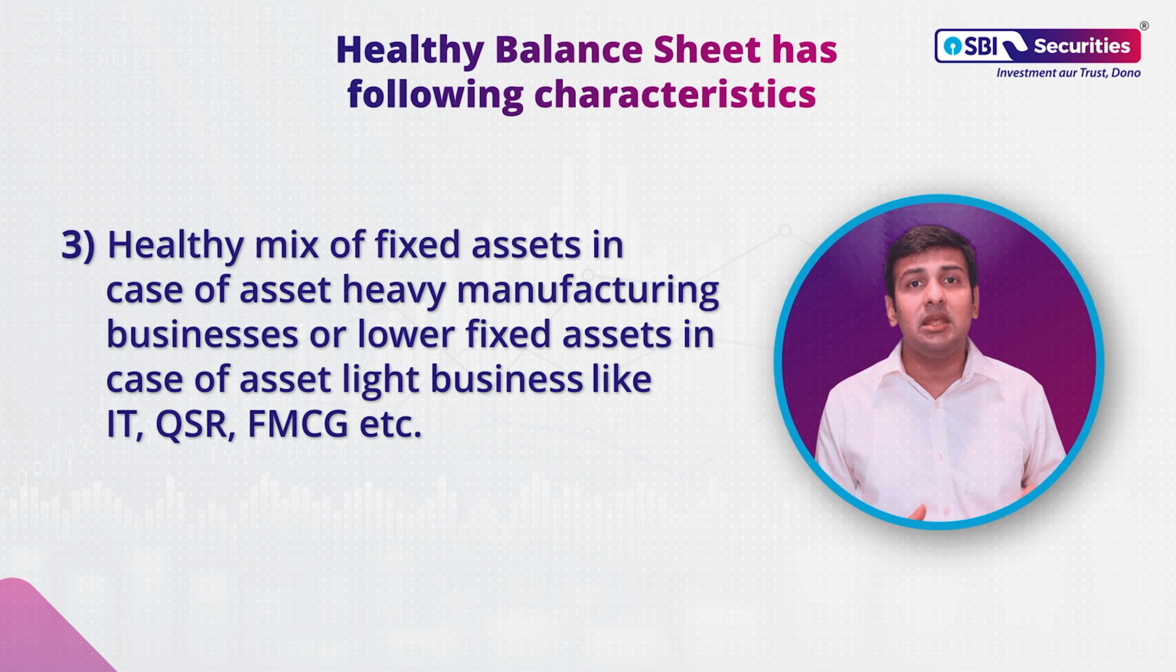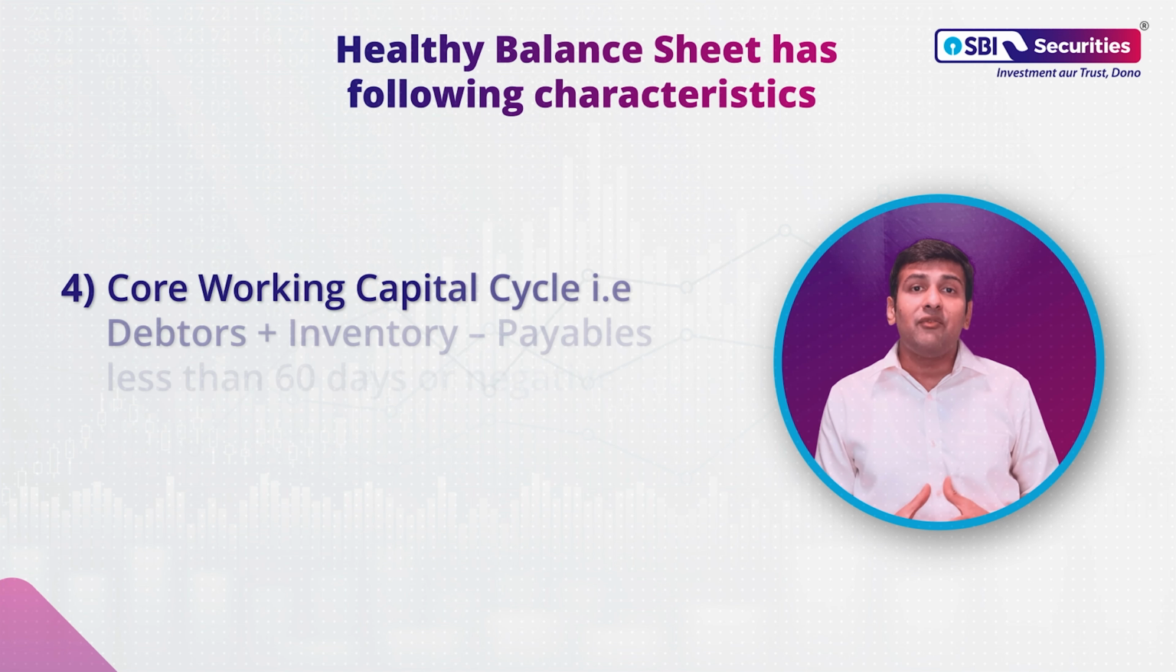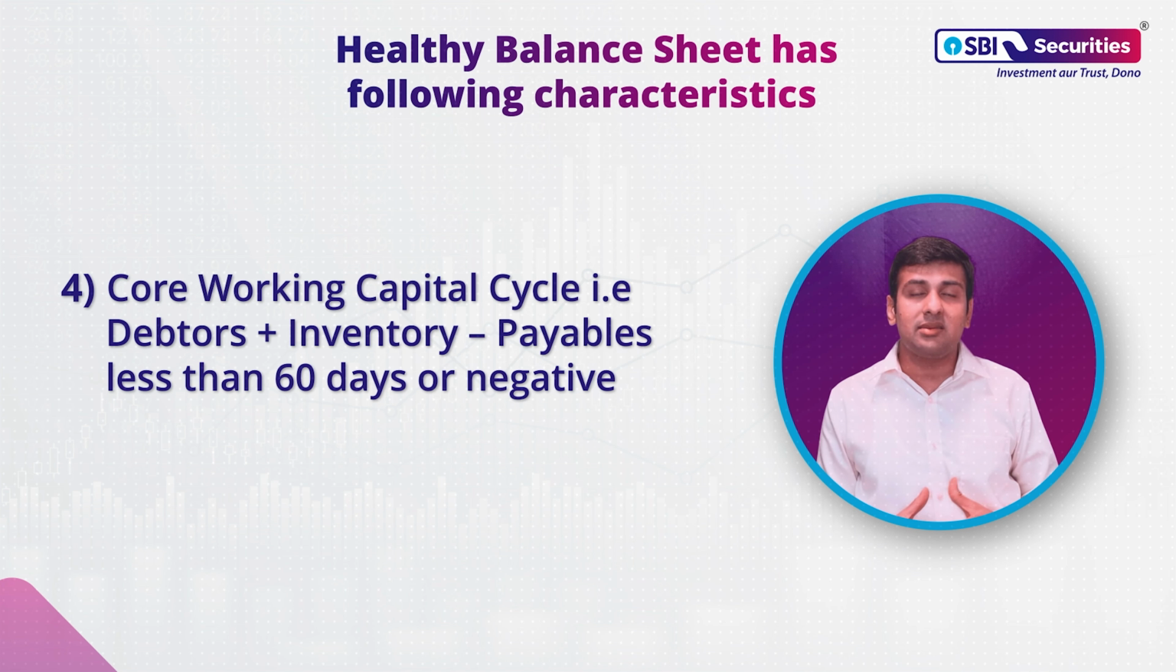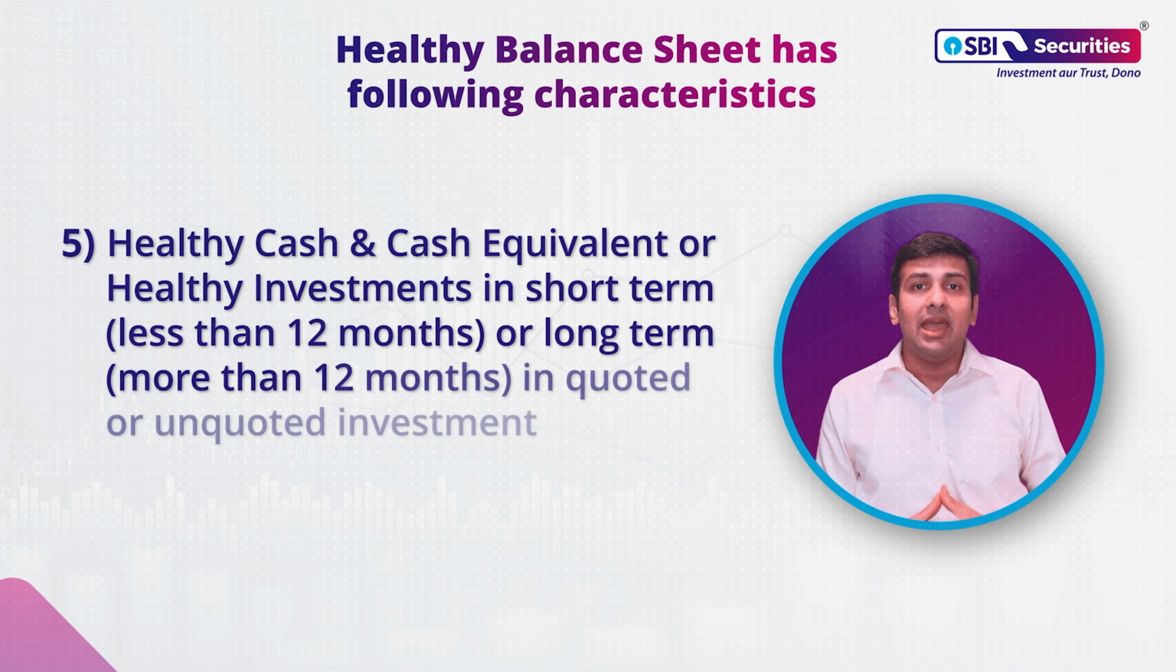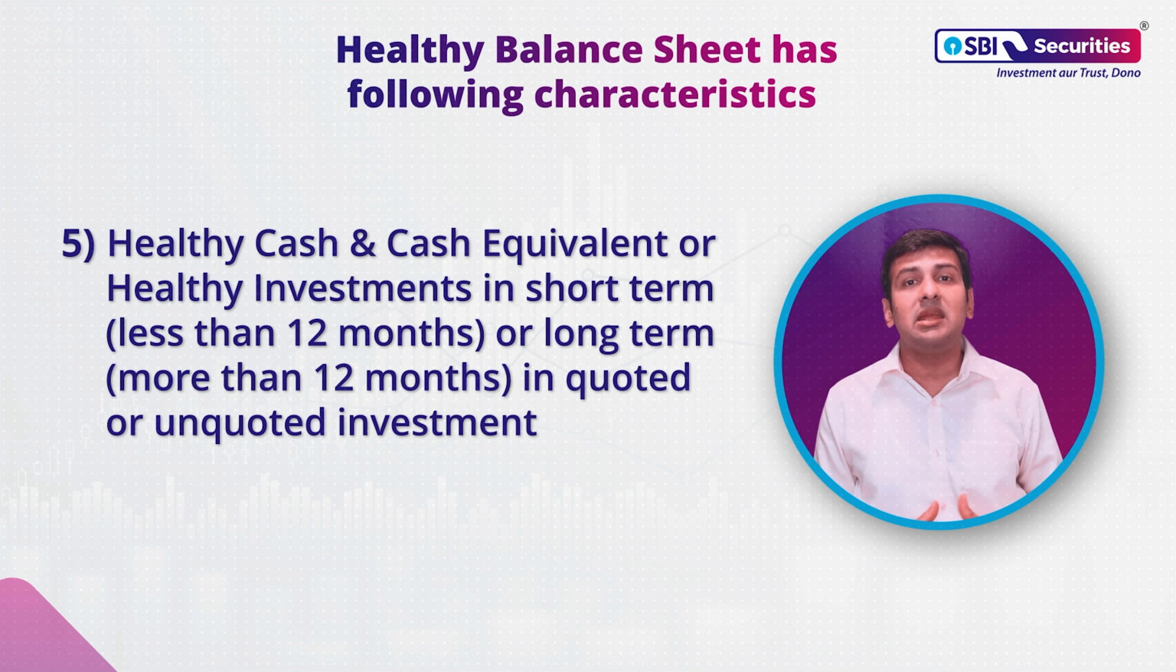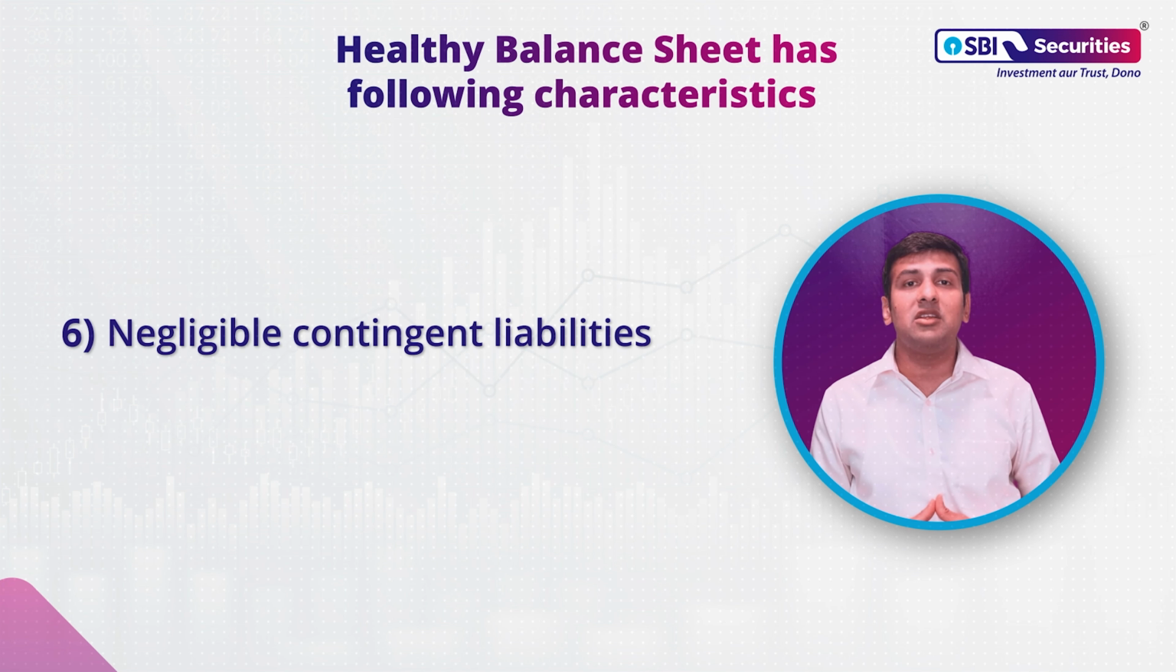Then you have a healthy mix of fixed asset in case of asset-heavy manufacturing businesses, or lower fixed asset in case of asset-light business like IT, QSR, FMCG, etc. Then you have core working capital days, that is debtors plus inventory minus payables, which is less than 60 days or negative. Then you have healthy cash and cash equivalents or healthy investment in short term, which is less than 12 months, or long term, which is more than 12 months, in quoted or unquoted investments. And then you have negligible contingent liabilities.